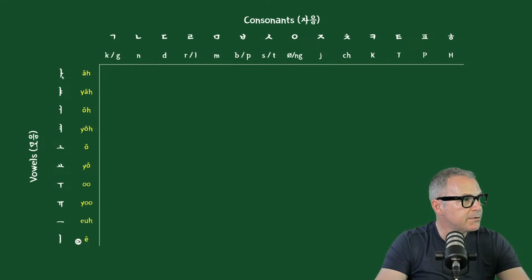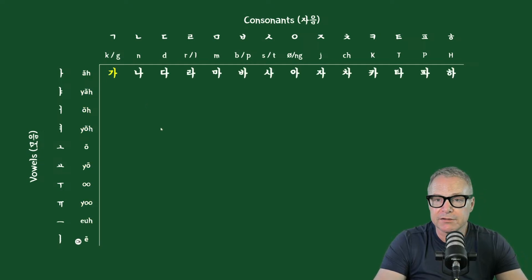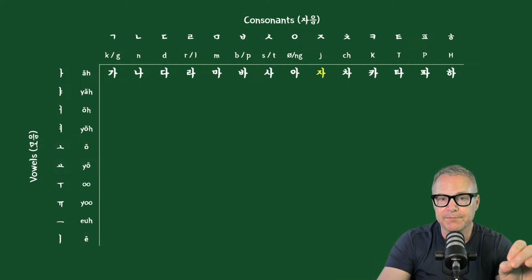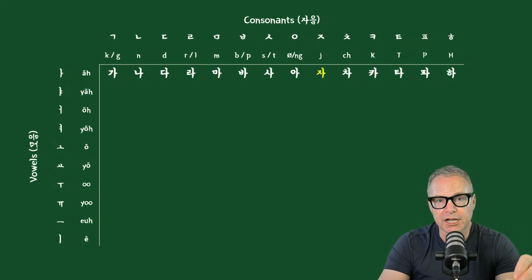So as we go across the top here with the ah vowel, which is a vertical vowel, we're going to see that you get side by side there. And our first one, so ga, na, da, ra, ma, ba, sa, ah. Notice the zero consonant. So there we just get the vowel sound. And then we're getting close here. We're going to start coming up to the aspirated consonants. So I'm going to talk about those a little bit. We're not there yet. So this one is ja.